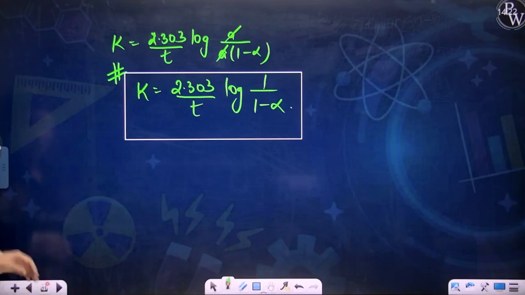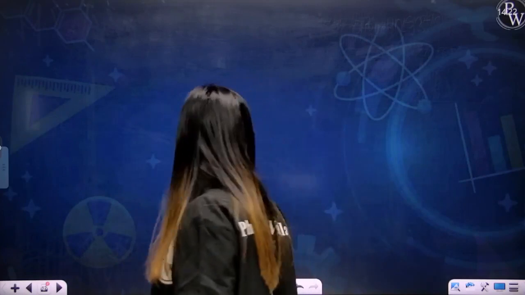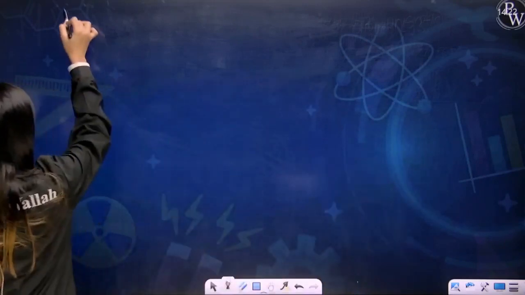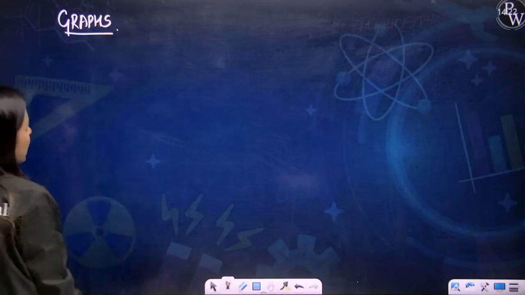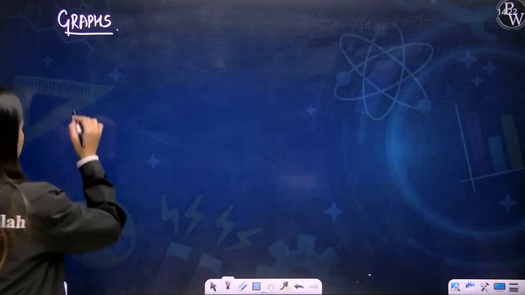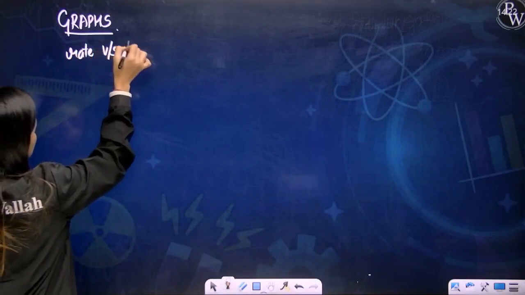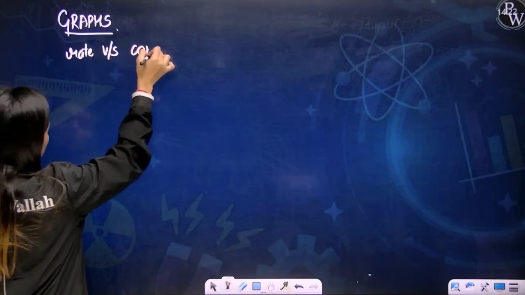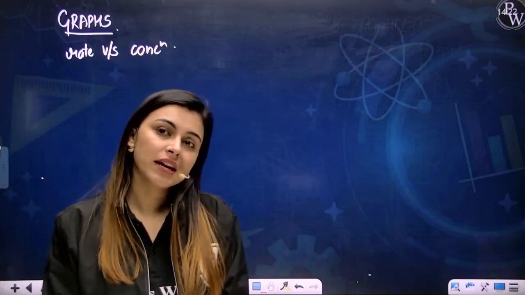Now, there are a lot of numeric graphs asked to you relating to this. So let's try to derive some graphs. Our next heading would be graphs. Try to understand each and every graph, because most of the questions are asked from the graph. So my dear students, the first graph that is asked is rate versus concentration. So the graph between rate versus concentration for a first order reaction, how are you going to derive?